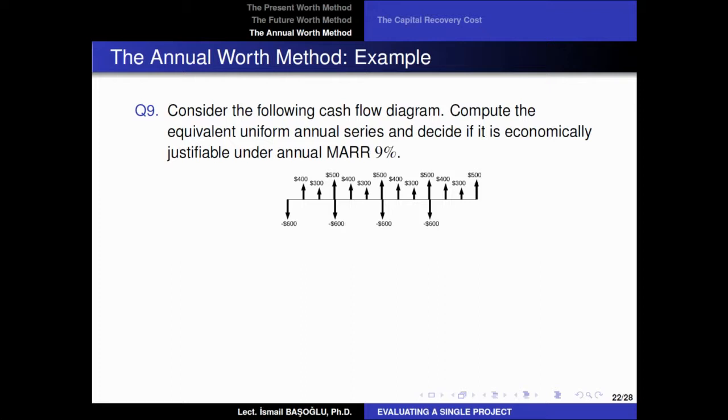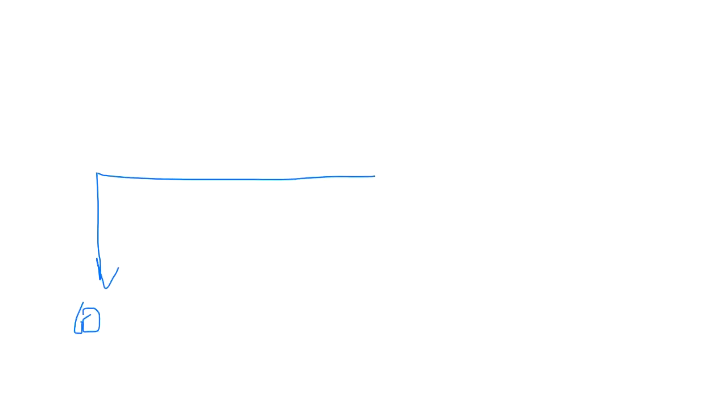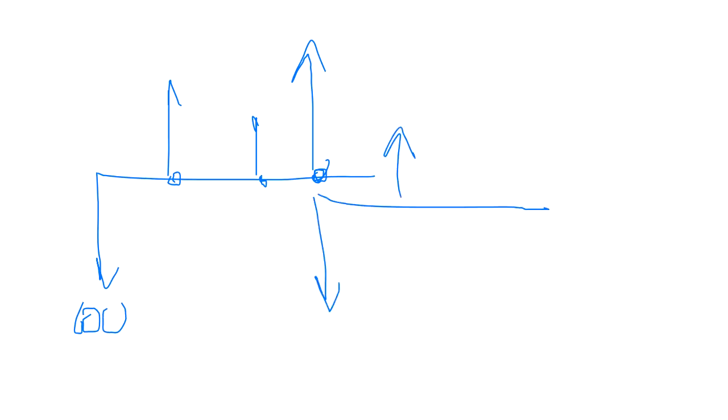Now, actually, this component, so let me draw that component for you. We have this component. So we have negative $600 here. Then we have $400, $300, and $500 here. So this 3 years component is repeating itself again and again and again.